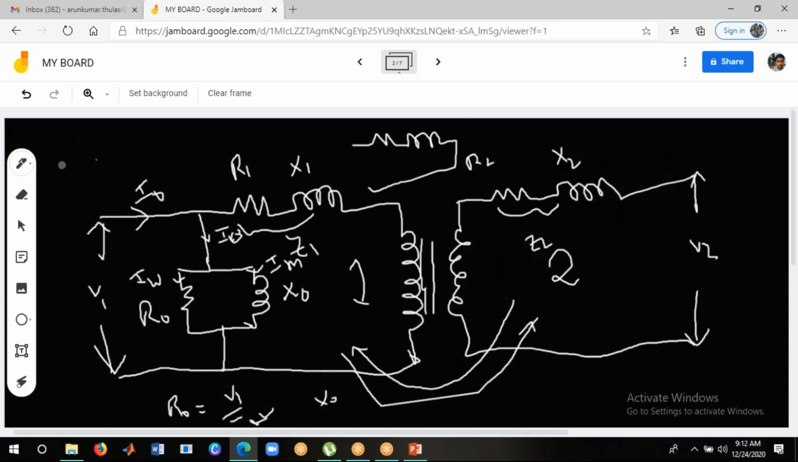This is the most important question for your external exam. They will ask it as: derive the equivalent circuit parameters of a single phase transformer. It is a direct question for 10 marks. So just observe carefully while solving the derivation. Now let's move on to the topic.